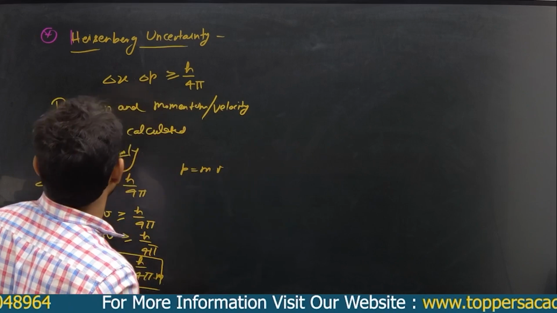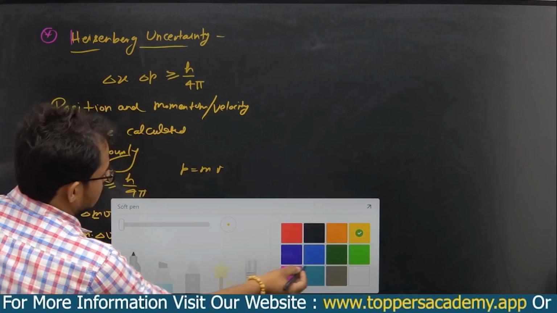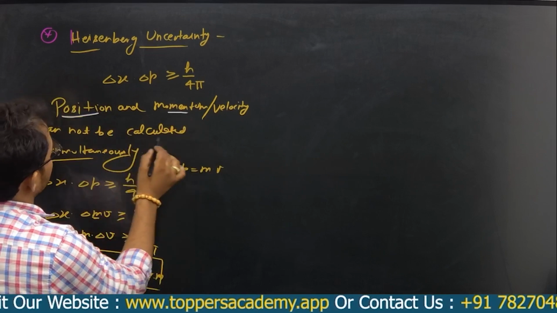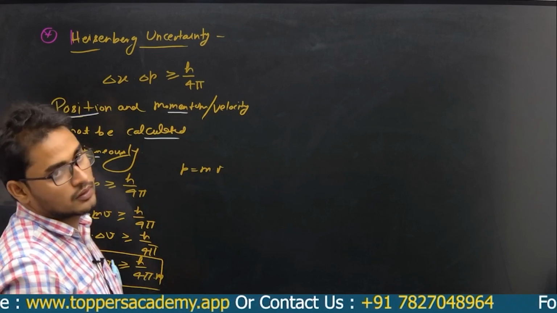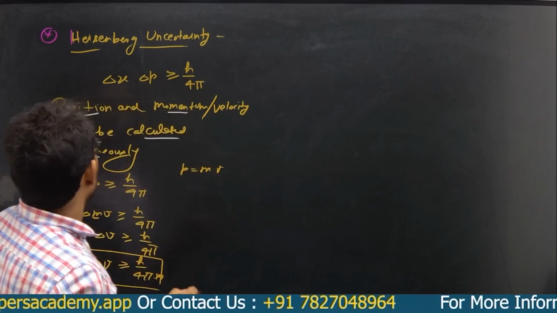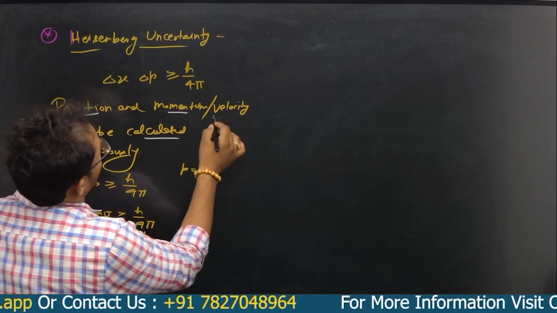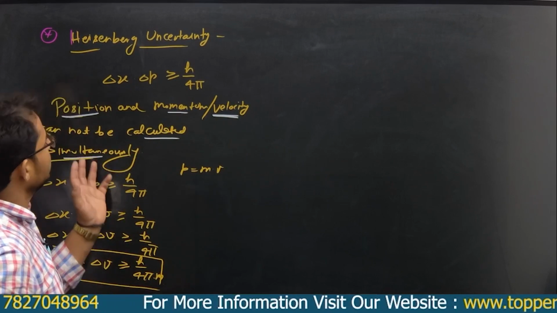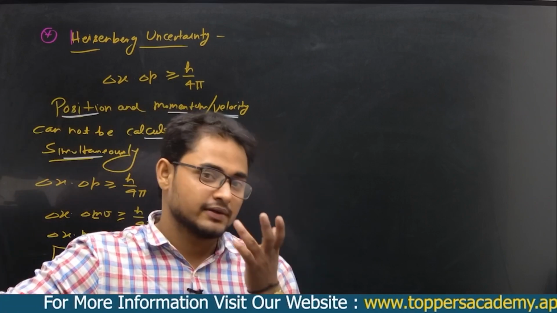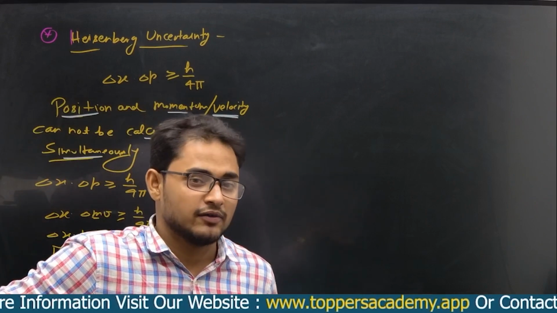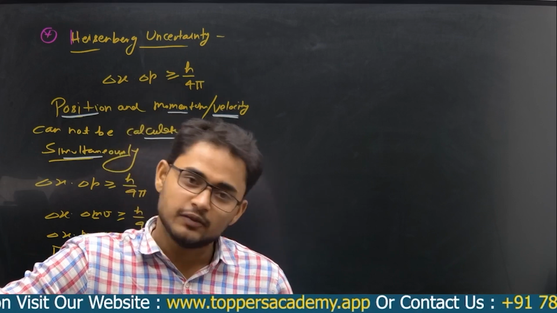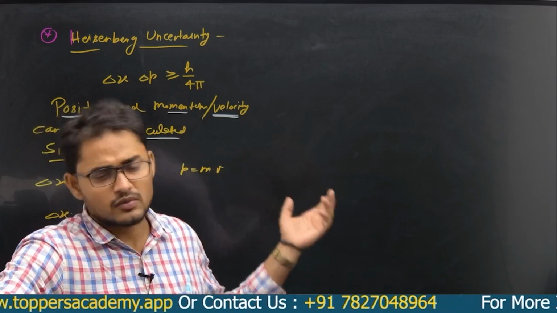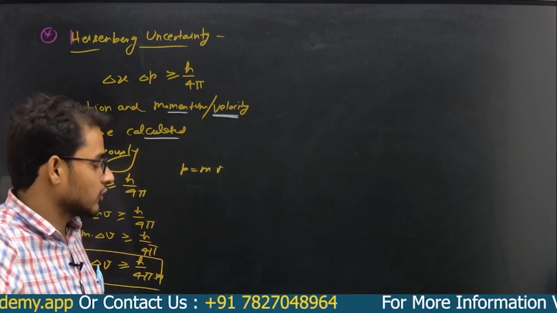So see, we can say that position and momentum cannot be calculated simultaneously, right? Or we can say that position and velocity cannot be calculated simultaneously. We cannot say that position and mass cannot be calculated simultaneously. Actually, mass we have calculated, I have discussed it later, that mass of an electron is 9.1 times 10 to power minus 31 kilogram. So how can I use mass? It is fixed, right, for an atom, for an electron.